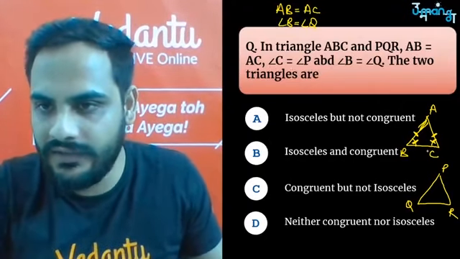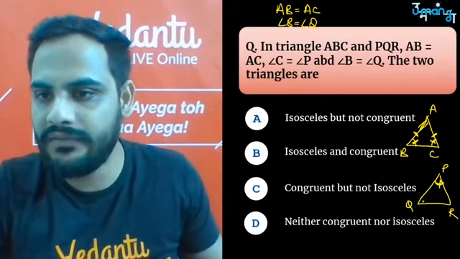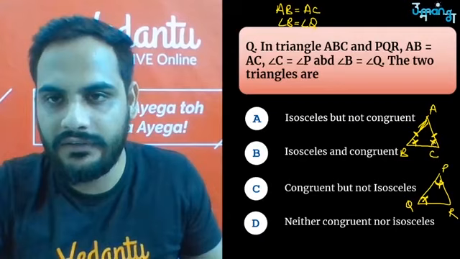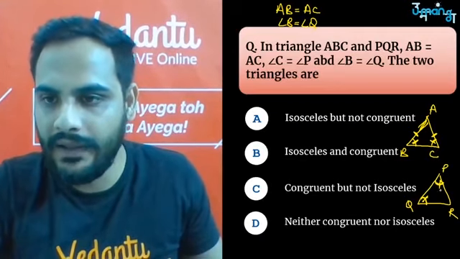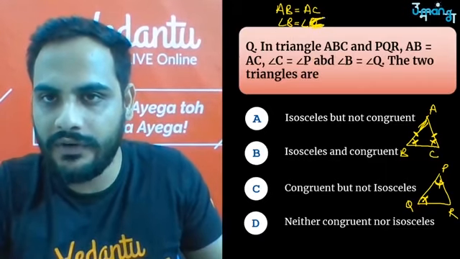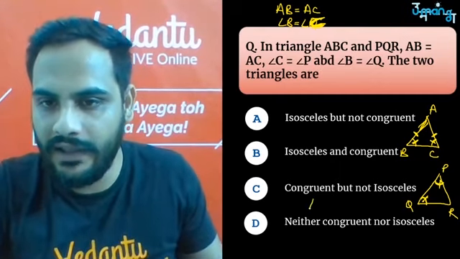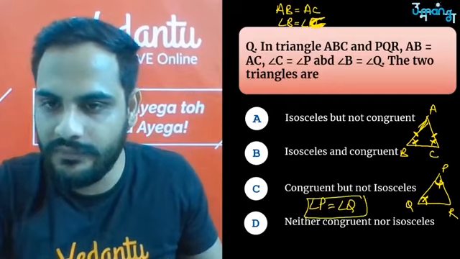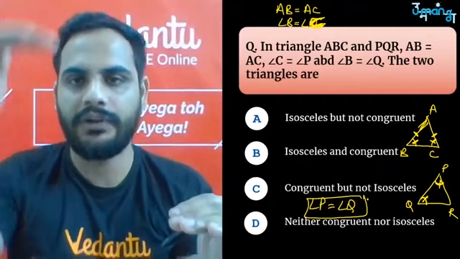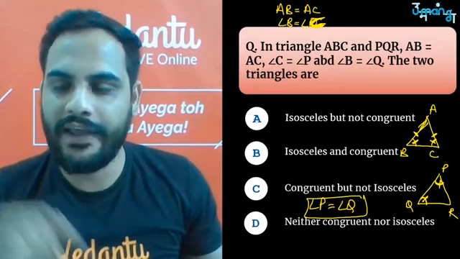Then they are saying angle C is equal to angle P, and angle B is equal to angle Q. Okay, so angle C is equal to angle P, angle B is equal to angle Q. Now look, if angle B and angle C are equal to each other, I can say angle P and angle Q also will be equal to each other. Obviously, angle B and angle C are equal, angle B is equal to angle Q, angle C is equal to angle P. So if B and C are equal, P and Q are also equal.